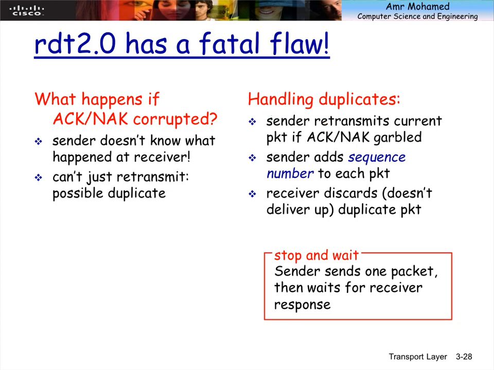The way to handle this is that if the sender retransmits on the current acknowledgement and negative acknowledgement, it needs to at least add a sequence number to each packet. Why? Because if I send 2 packets with the same sequence number, it will be easy for the receiver to detect that this is indeed a duplicate packet, so it will not send it to the application. So this is good, right?